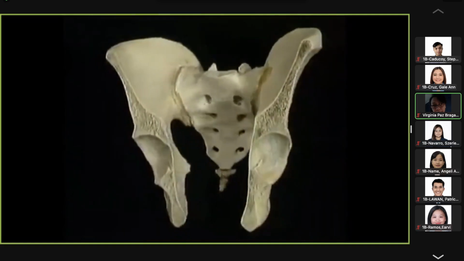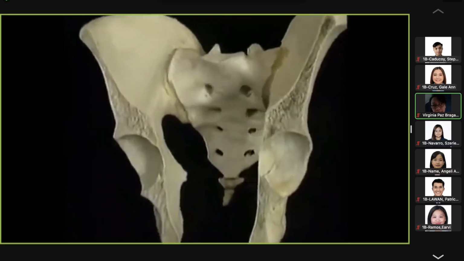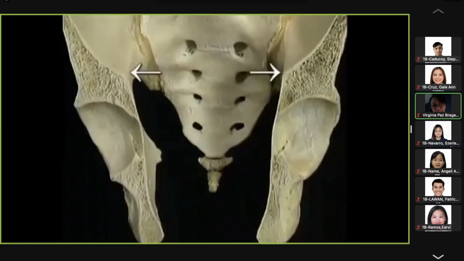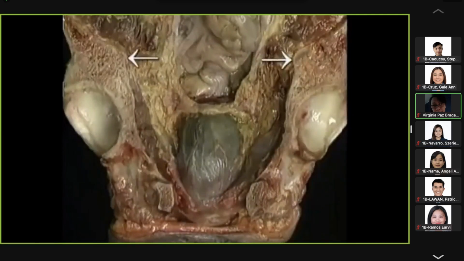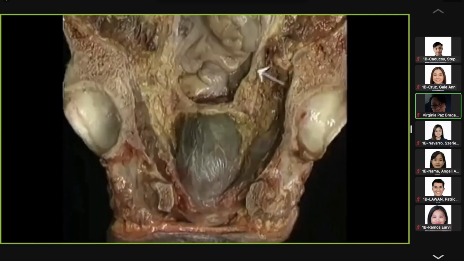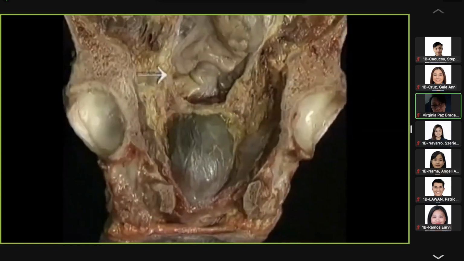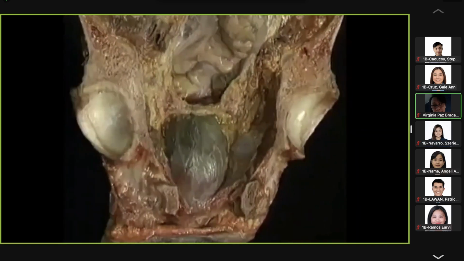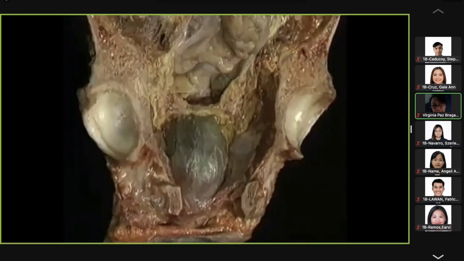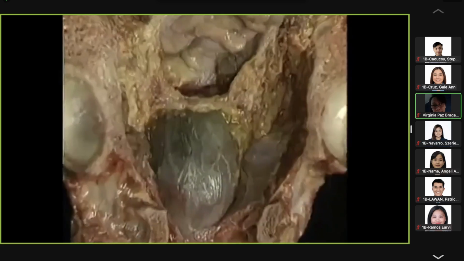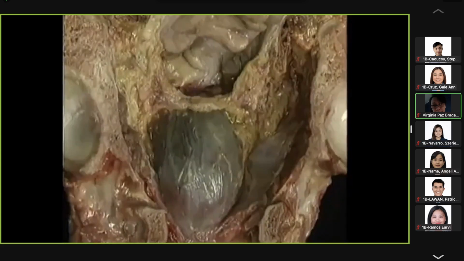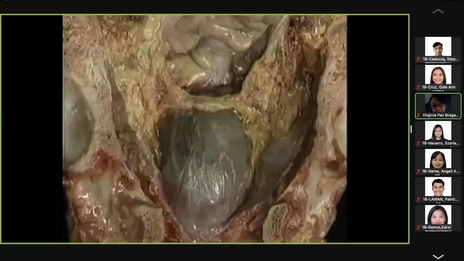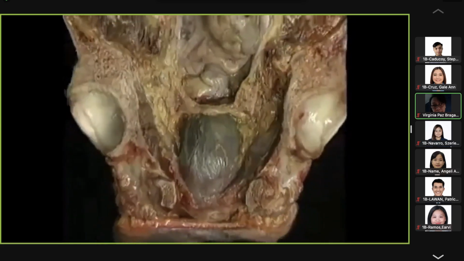Here's the same cut made on a dry bone specimen. Here's the pelvic brim, and here's the pelvic brim in the dissection. Here's the cut edge of the peritoneum that lines the small upper part of the pelvic cavity. Here's the lower end of the sigmoid colon. Here's the rectum. From here, the peritoneum that covers the upper part of the rectum sweeps forwards, leaving most of the rectum with no peritoneal covering. We'll come back to this view in a minute.